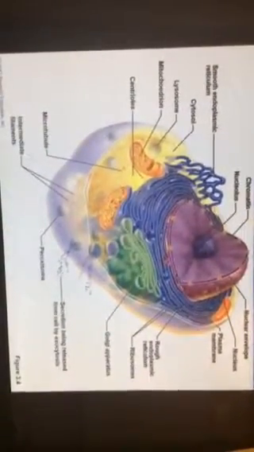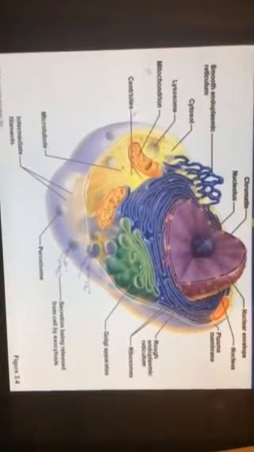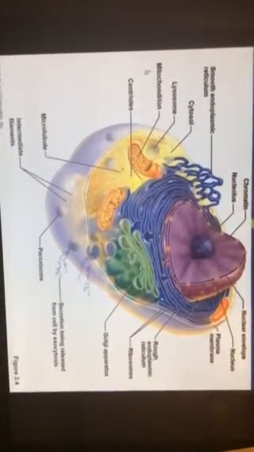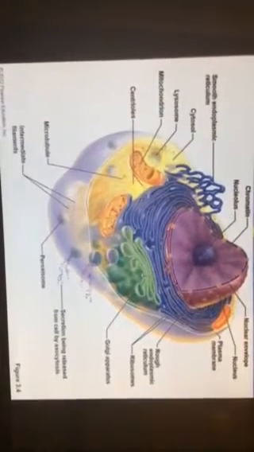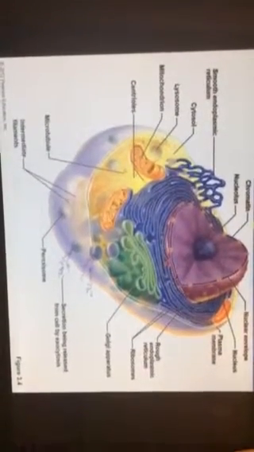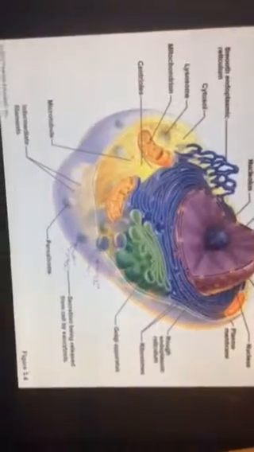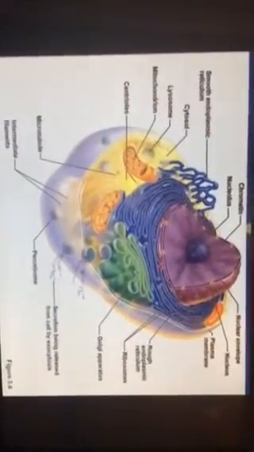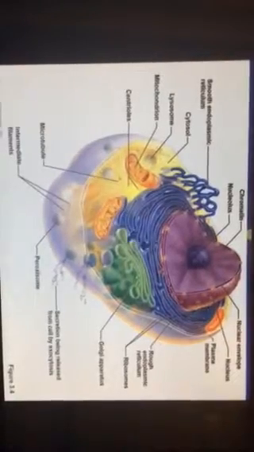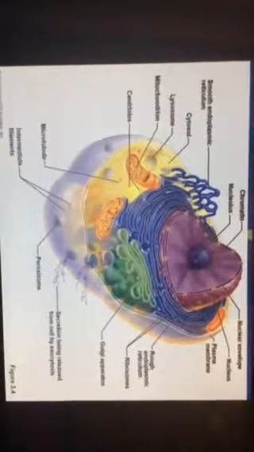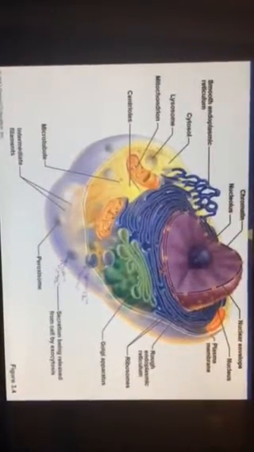These kidney bean shaped things are called mitochondria. They're known as the powerhouse of the cell. This is where your oxygen and glucose go in order for you to make energy. ATP is the energy of your body, and if you didn't breathe in oxygen or eat food, then these little mitochondria wouldn't be able to make ATP.